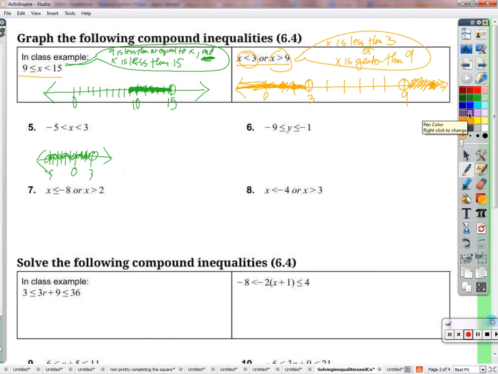Let's take a brief couple moments and graph number 7. Who wants to come up and finish this graph for me? Tyler. This guy can be equal to, so you make a closed circle, and you scribble in all these. And this one is not equal to, so open circle, and you scribble in all these. Alright, good.